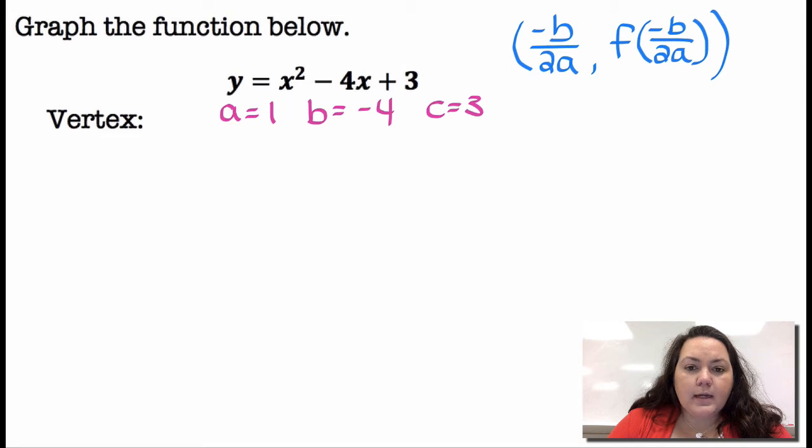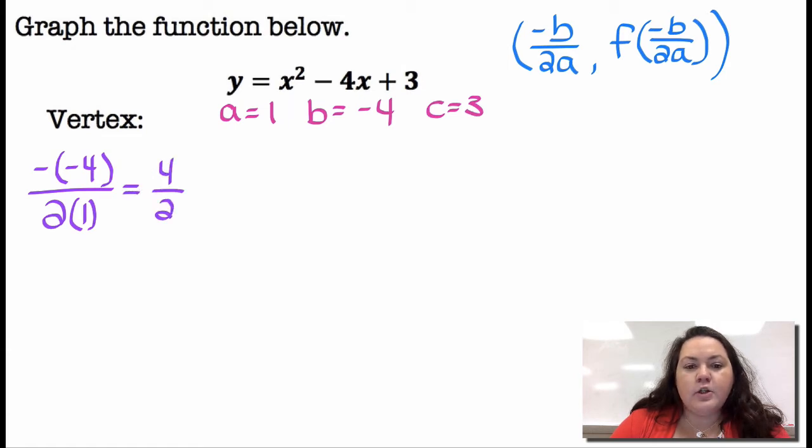So I'm going to plug that in and find the x term of the vertex. It's going to be negative b, so negative negative 4, over 2 times a, which is 2 times 1. Negative negative 4 makes it positive 4, so I have positive 4 over 2. 4 divided by 2 is 2. So now I have the x piece of my vertex.